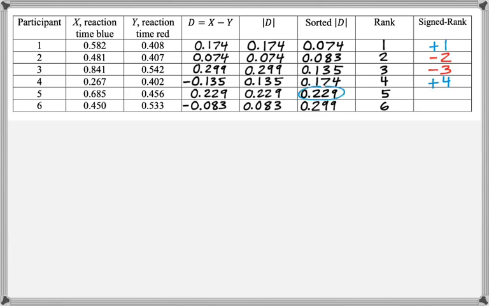0.229 was originally positive, so this will be a +5. And 0.299 was originally positive, so this is a +6.